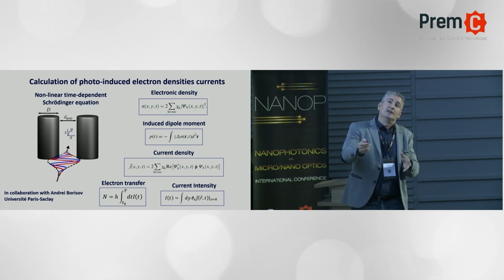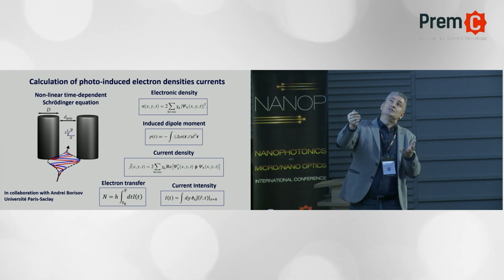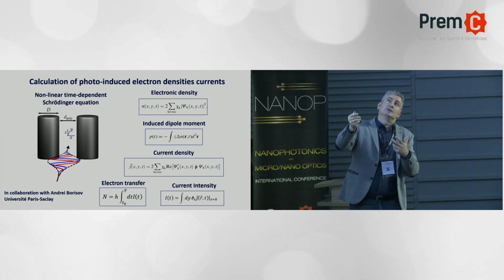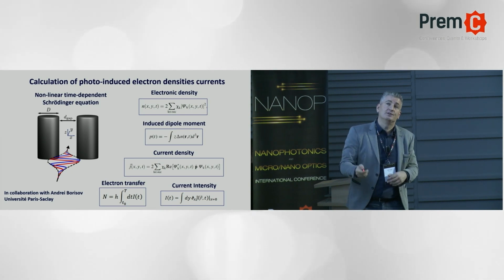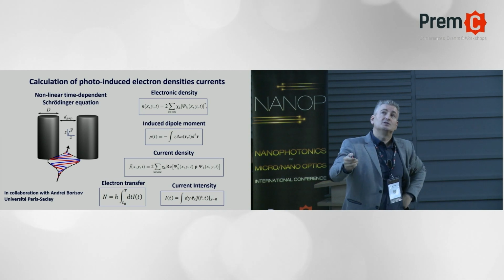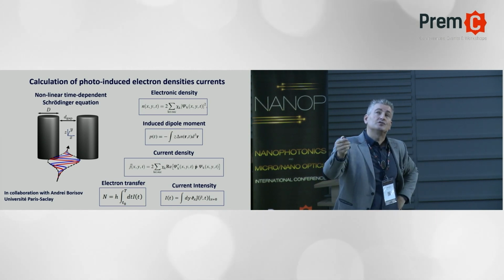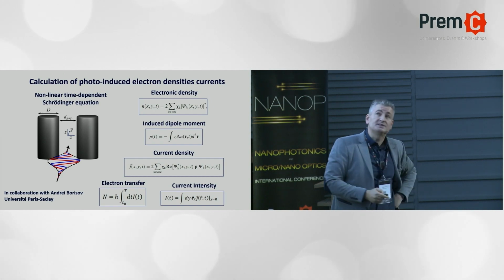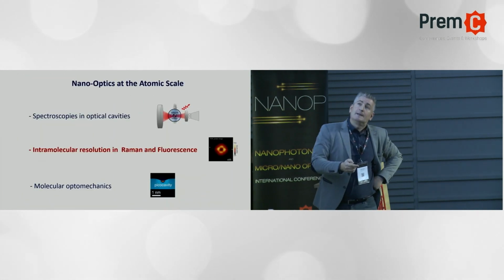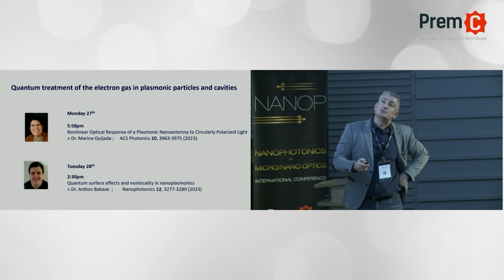It's just solving a time-dependent Schrödinger equation. As I say, this allows us to retrieve the induced electronic density in time. From that, you can derive the induced dipole moment, current density, electron transfer. This allows you to do a lot of things with charge transfer and really strong electronic coupling effects. This we do in collaboration with Andrei Borisov in Paris-Saclay. And actually, in the last, this goes too fast.